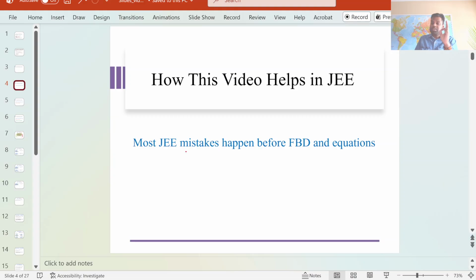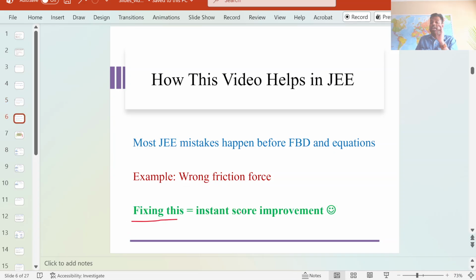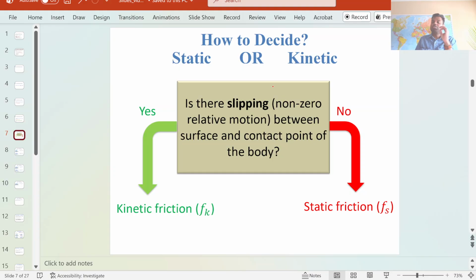Most mistakes students make are before you draw your free body diagram and set up your equations. One common mistake is selecting the wrong friction force, that is, your assumption about the problem is wrong. If you fix it, then it will increase your score. So JEE is not just about math, it is about the concept. So let us start with how to decide static or kinetic.